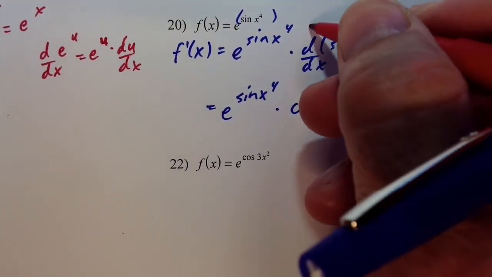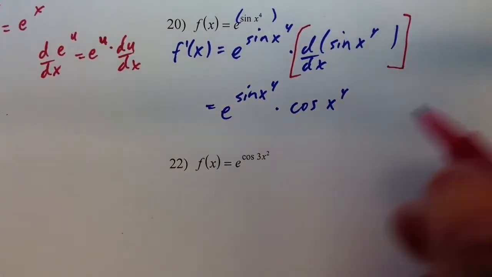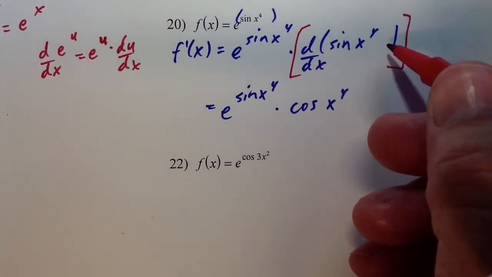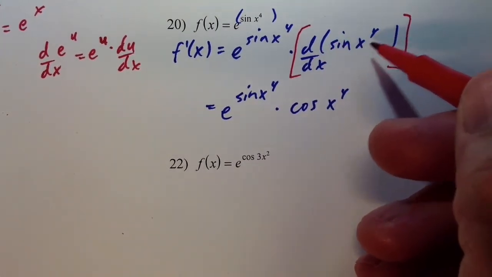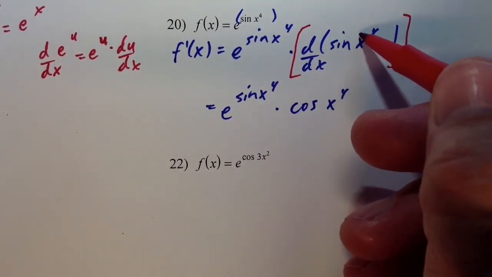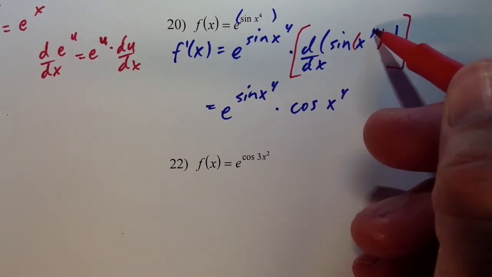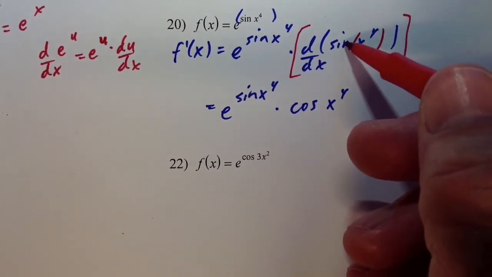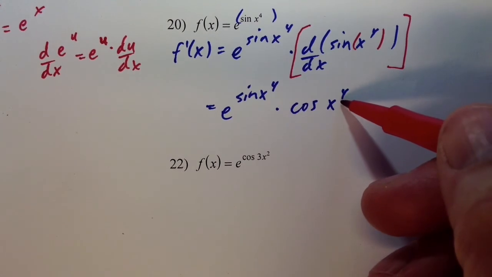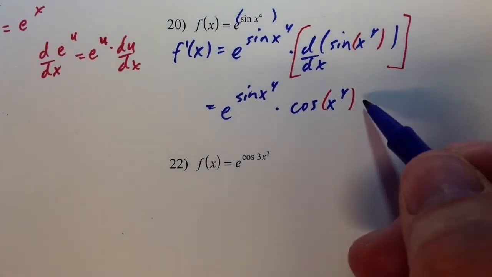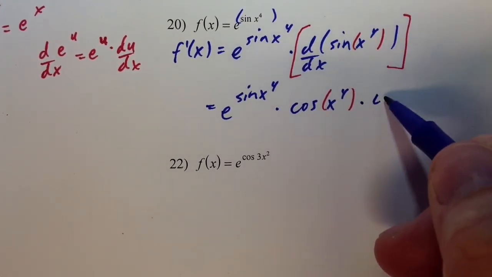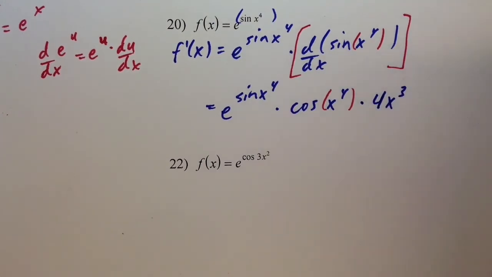Just for emphasis here, we're only focusing on this part of this whole expression now. The derivative of the sine of something, we know that the outside function is the sine and the inside function is the x to the fourth. The derivative of the outside, sine, is the cosine. The inside function comes along for the ride. And then again, we multiply by the derivative of the inside. And the derivative of x to the fourth is 4 times x to the third. Okay? So there you have it.